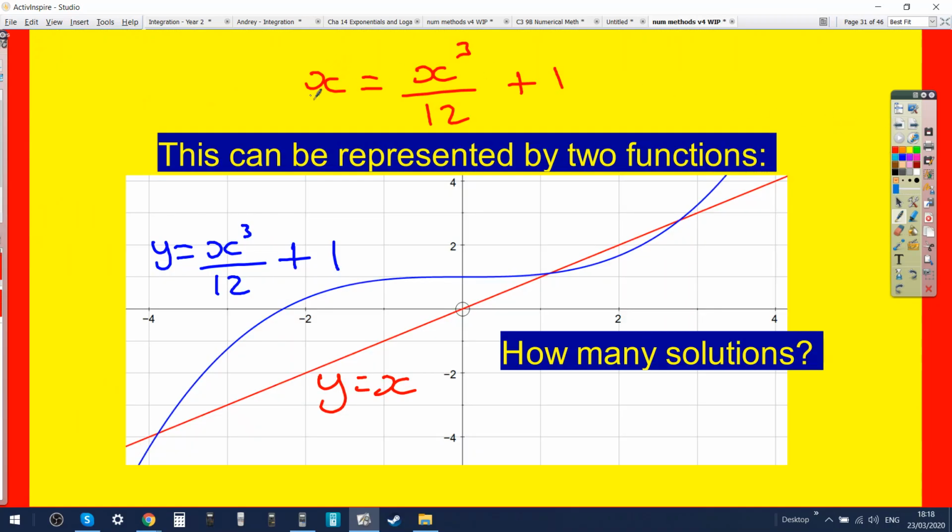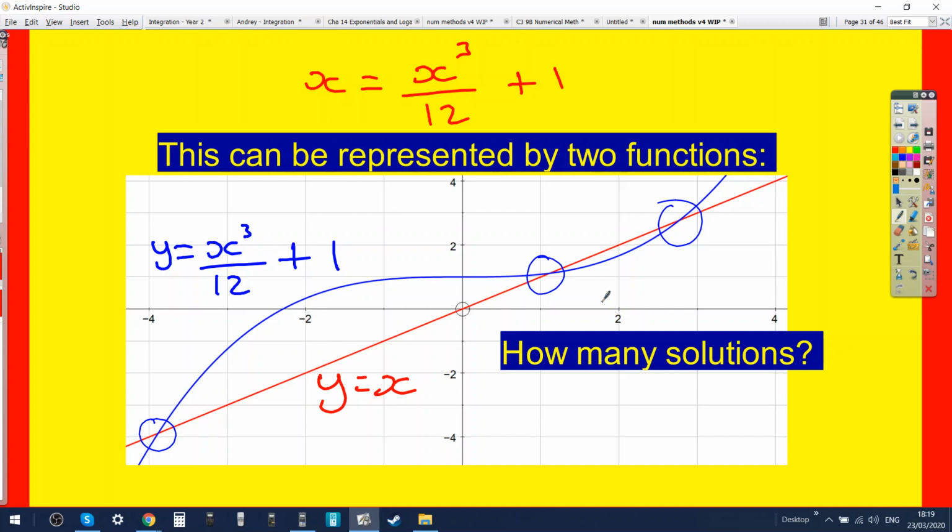So here we have x equals this thing. So we can say that this one's equal to y, this one's equal to y, and then just sketch them, or I suppose in this case draw them exactly. How many solutions will there be? So in this one there are 3. Yes, and what that shows us is that this equation up here has 3 solutions. So would that be if we bring x to the right hand side again?